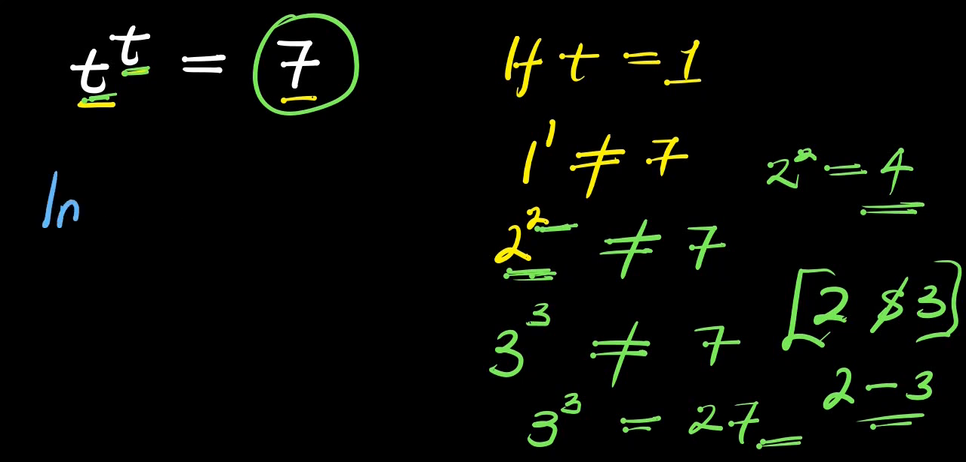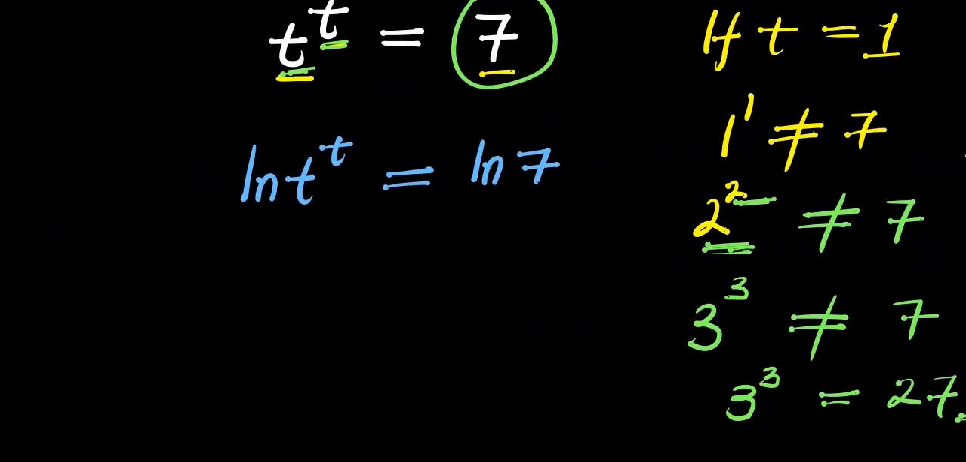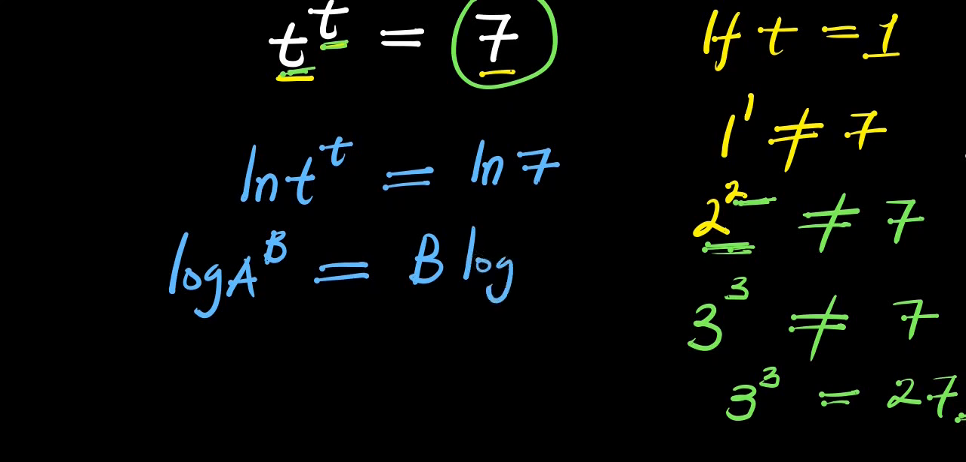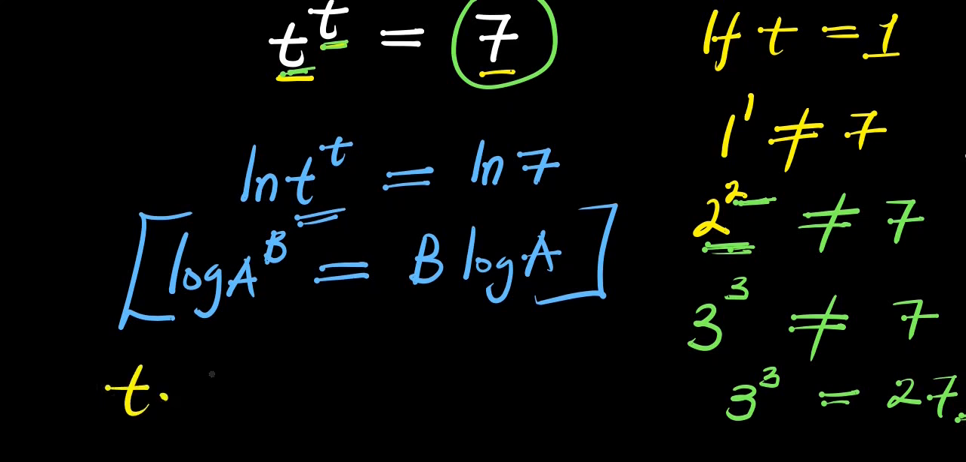We have ln of t to the power of t, and this equals ln of 7. So we proceed according to the logarithm property. If you have log of a to the power of b, this equals b times log of a. So we apply the same property right here. That means we are going to have t times ln of t, and this equals ln of 7.